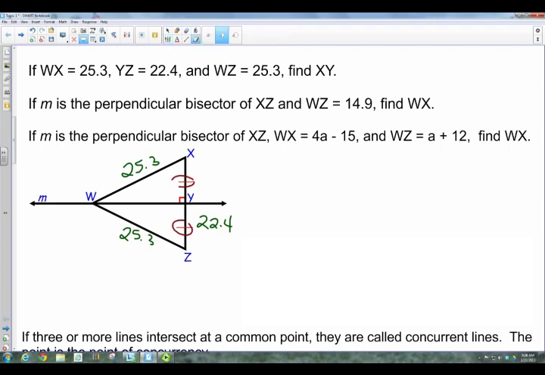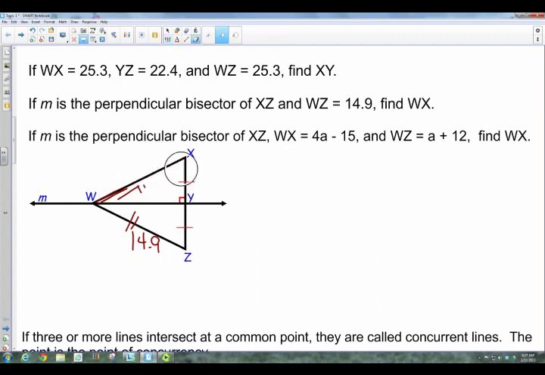Another way of looking at this is because these two are the same, that means that these two have to be congruent, and that would be 22.4, and there's your answer. That's what they're expecting you to get out of this. Now, the second one says M is a perpendicular bisector, WZ is 14.9. What's WX? Same thing. Since it's a perpendicular bisector, these two are congruent, so this is 14.9, and there you go.